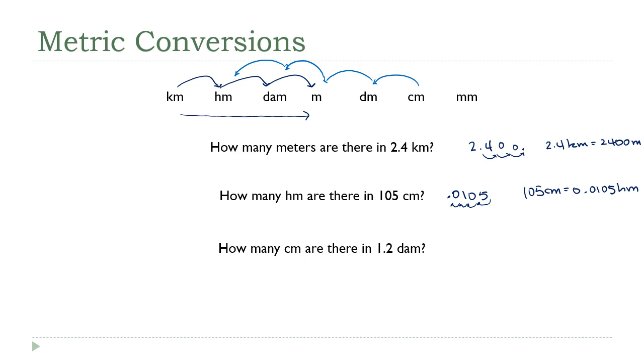All right, so we're going to start with decameters, and we're aiming for centimeters. So I'm going to go 1, 2, 3 spaces. I'm going to take my number, 1.2, and make it 3 decimal places bigger: 1, 2, 3. That means adding 2 zeros. So 1.2 decameters is equal to 1,200 centimeters.